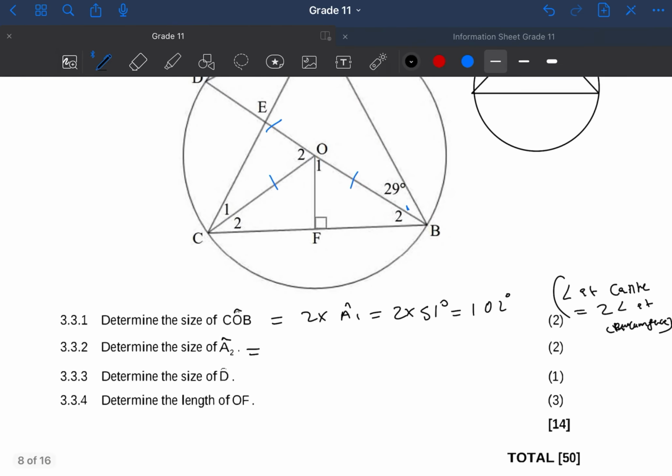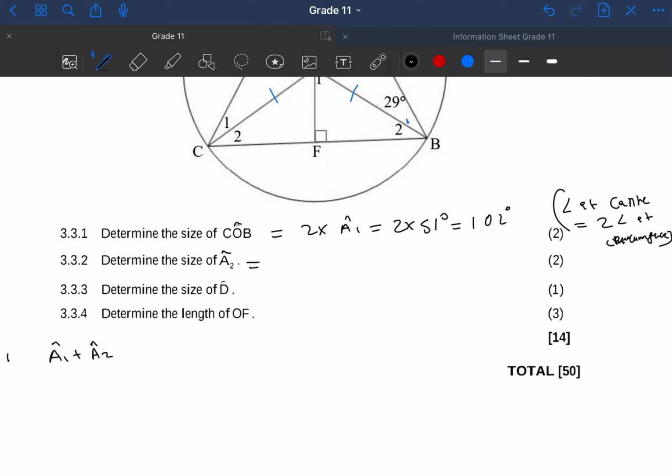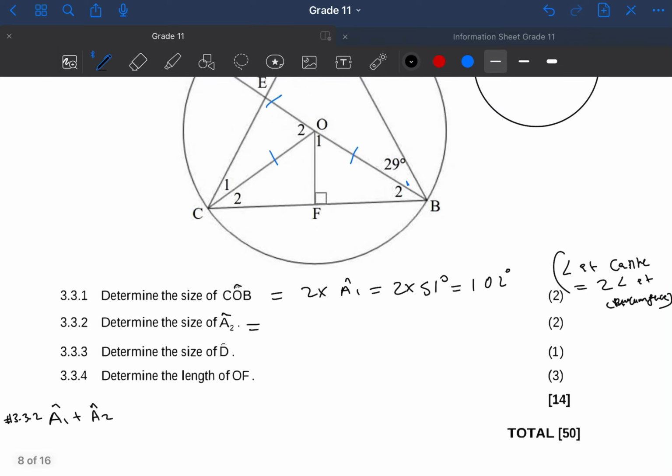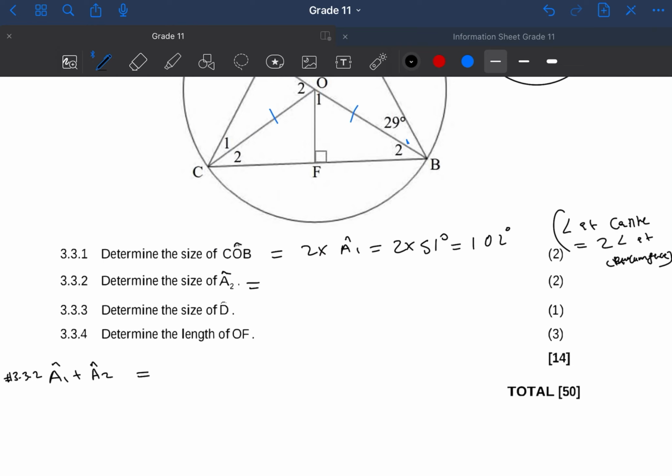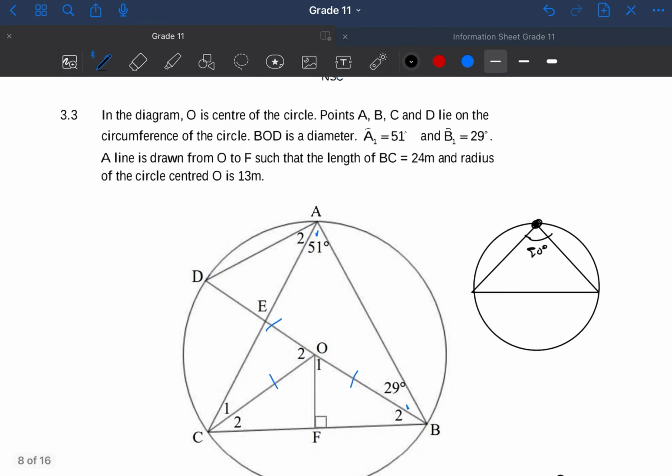So meaning angle A1 plus angle A2 is equal to 90 degrees. Why? It's an angle subtended by a diameter. Angle subtended by a diameter is equal to 90 degrees.